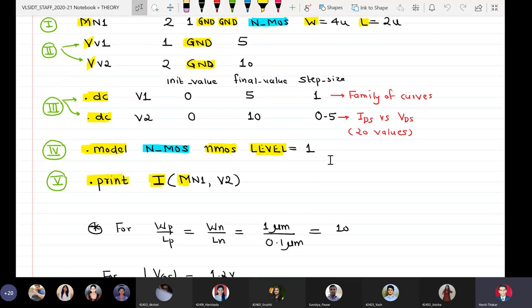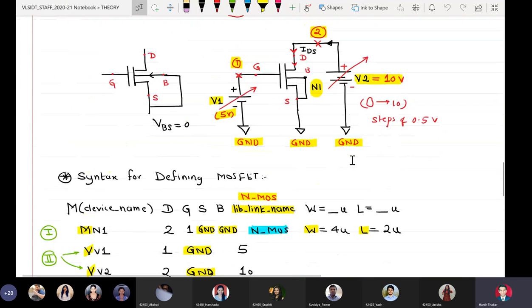And last is we are going to define what kind of output we want. That is, we have said .print. So .print is a directive which is meant for plotting the output. So always understand that .print is common. Whether you want to do DC analysis, AC analysis or transient analysis, .print is compulsory. So we have said, because we wanted to plot IDS versus VDS for different constant values of VGS.